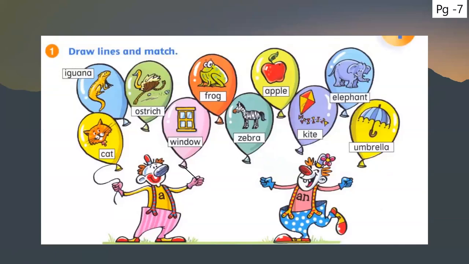So let's do it. A window. Next one, ostrich. A ostrich or an ostrich? An ostrich. And iguana, an iguana. How about frog? A frog. And zebra, a zebra. The next one, apple, an apple. And kite, a kite. Elephant, an elephant. Umbrella, an umbrella, like that. Okay, you have to draw lines and match.